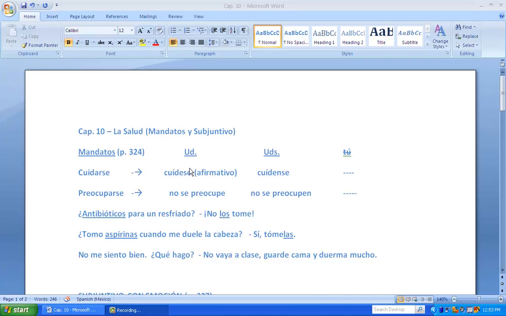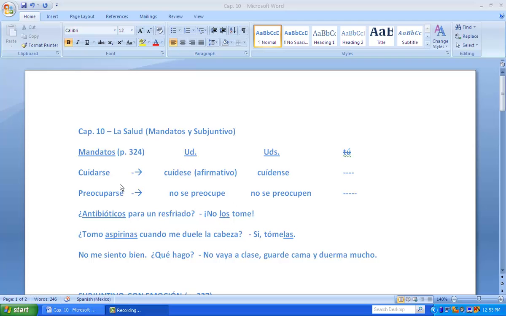The simple thing about mandatos is you use the subjunctive form. That means you go to the yo form and change an AR verb to put an E on the end, and with an ER or an IR verb, you put an A on the end. So if the verb is cuidar, the yo form is cuido, and the subjunctive form is cuide. And with preocupar, it's an AR verb, so the verb is preocupe.